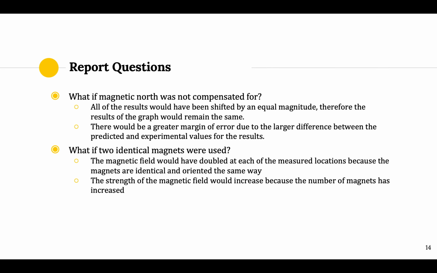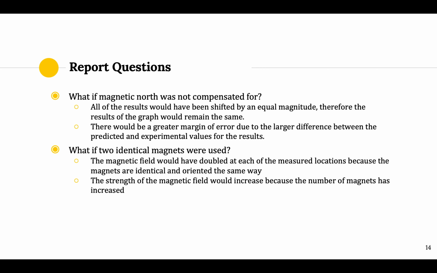And finally, answering the report questions that were included in the lab report, first being, what if magnetic north was not compensated for? The result of this would be that all the results would have been shifted by an equal magnitude. Therefore, the results of the graph that we saw earlier coming from the Excel sheet would remain the same. However, there would be a greater margin of error due to the larger difference between the predicted and the experimental values for the results.